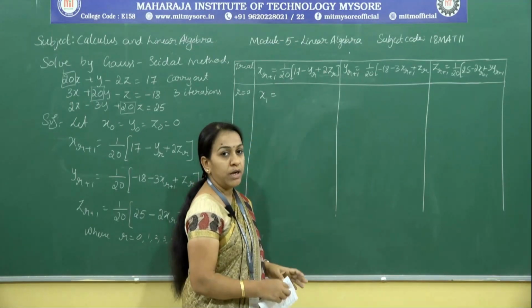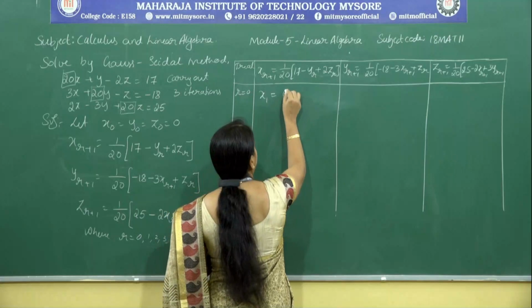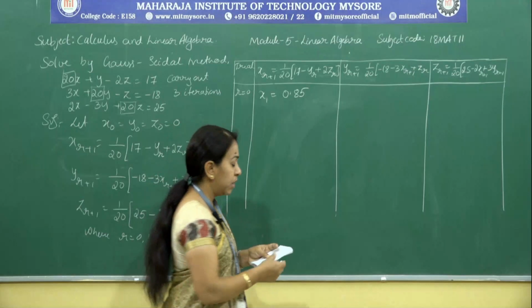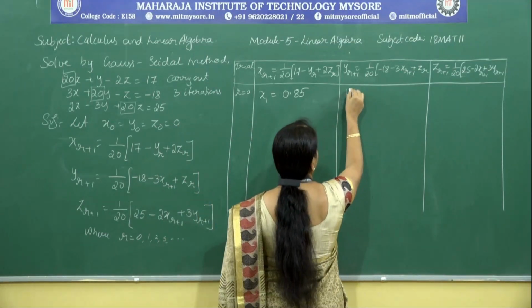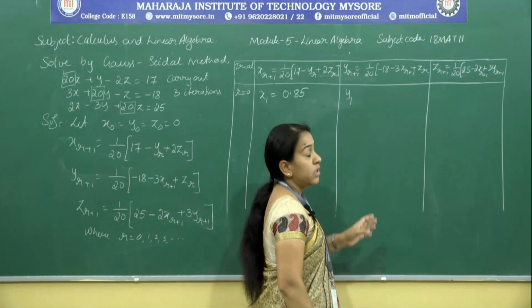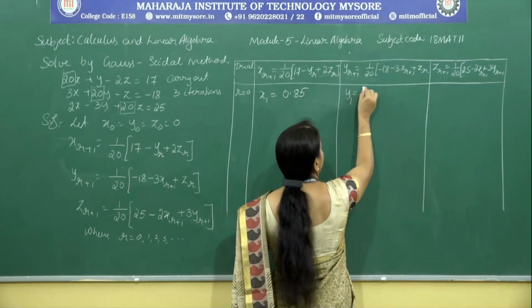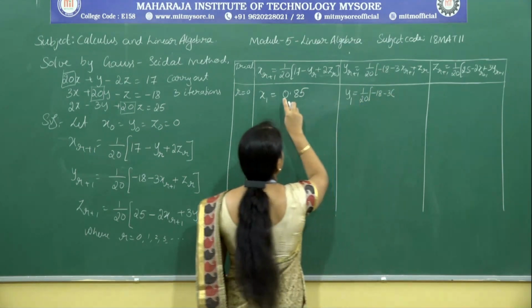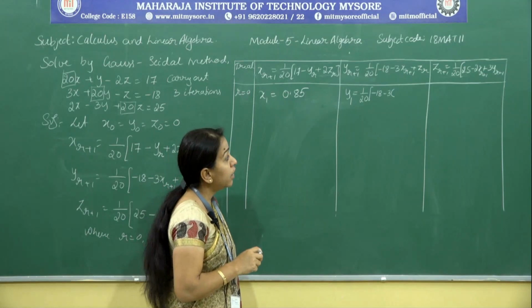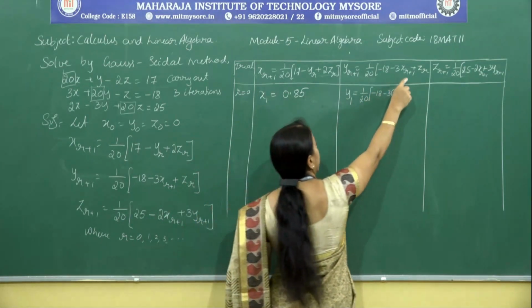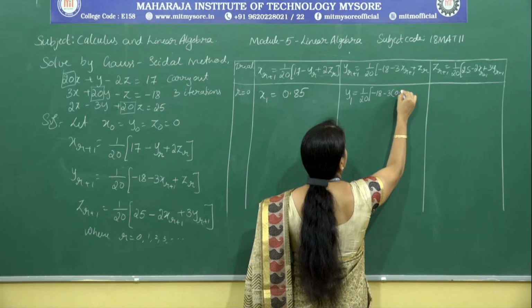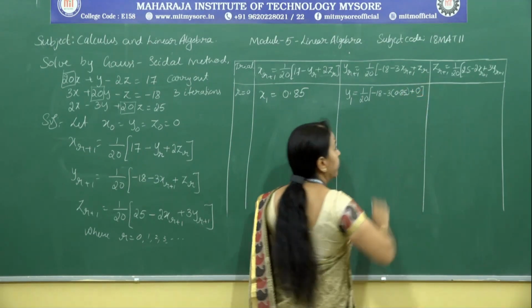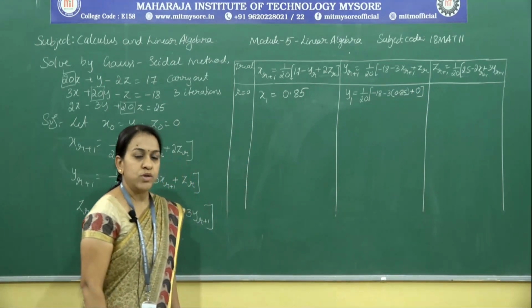I am left with 17 by 20, which is nothing but 0.85. So the x1 value is 0.85. Similarly, if I put r equal to 0 here, we will get y1. y1 is 1 by 20 into minus 18 minus 3 into this result. If I put r equal to 0 there, I will get x1, so the x1 value 0.85, plus z0, which is 0.